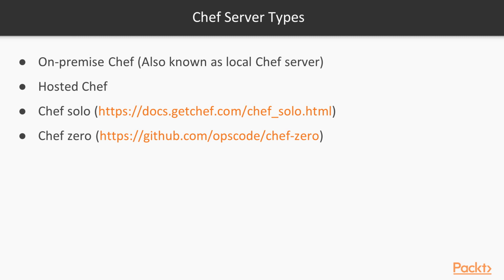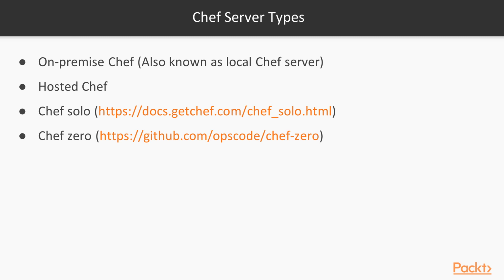And in this video, we are going to talk about the types of Chef servers. So what exactly are the types of Chef servers? The first one is the on-premise Chef server, also known as local Chef server. This is the one which typically enterprise companies go ahead and install for themselves. This is the server which is residing on-premise, or inside the data center of the company for which it is managing the infrastructure.